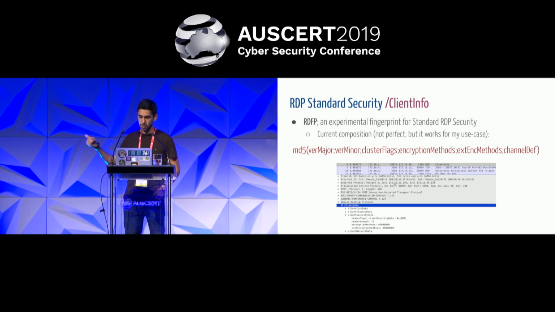Here you can see in the screenshot that if we use RDP standard security, we have another message, which is client data. So after that initial negotiation, we have the client data. And in client data, we have many interesting fields, which show what RDP client is used for this connection.